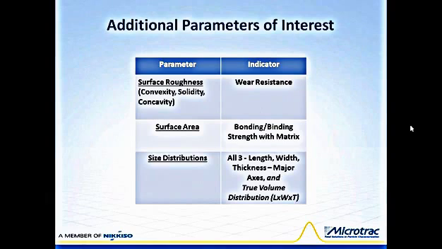Surface roughness can be an indicator of wear resistance when measured before and after skid tests. Surface area is an indicator of bonding or binding strength within the cement or asphalt matrix. And the product of three-dimensional length, width, and thickness measurements can be a true measure of volume distributions.